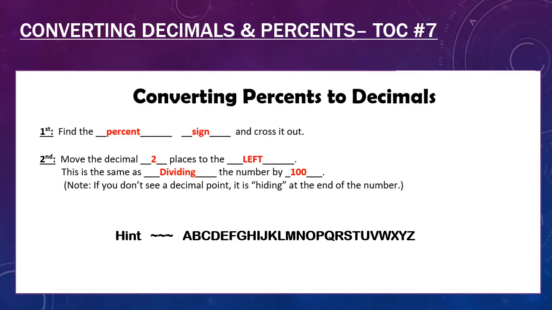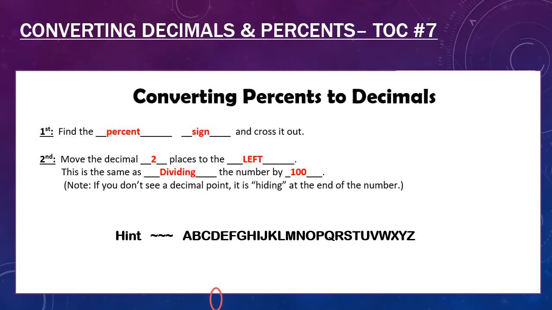You might want to highlight this or put a little star next to it, but if you don't see a decimal point, remember it's hiding at the end of the number. So it's hiding between the last number and the percent sign. So here's a little hint that you're going to want to do. You're going to want to do this with your highlighter.